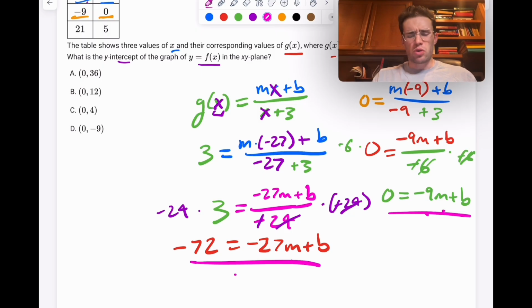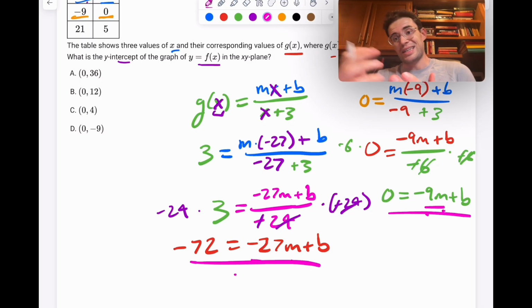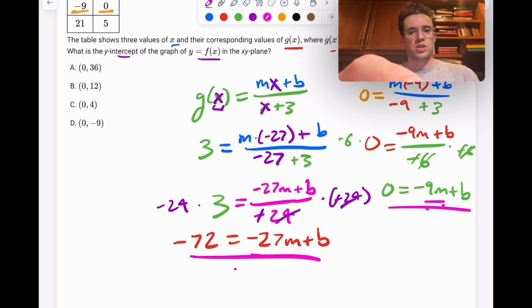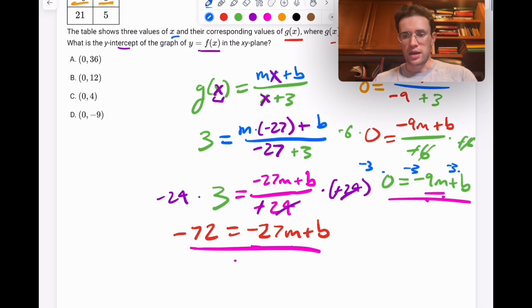I'm going to just show quickly how to do this using elimination, because we could see we have negative 27, negative 9. 9 times 3 is 27, so this is actually pretty easy to do elimination. What I'll do is just multiply every term by negative 3. So negative 3 on the left, negative 3 on the right. That gives me, well, negative 3 times 0 is still 0. So we have 0 is equal to positive 27m minus 3b, like that.